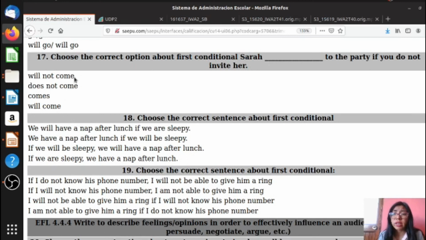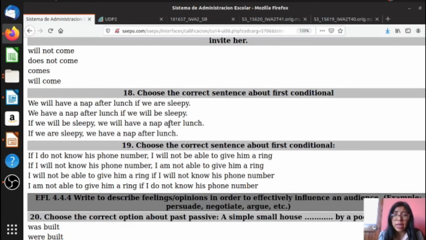Okay, in this case we have to use negative, so will not come, and we don't use that. Okay, but the structure is correct. La estructura de ambas está correcta, pero la opción correcta es esta por el significado de la oración. So you have to read. And we are going to check the last one.